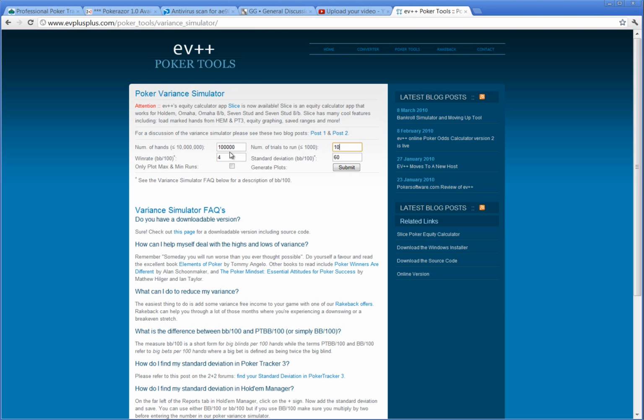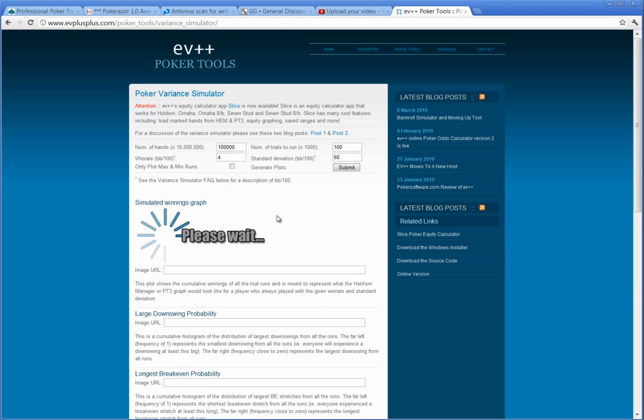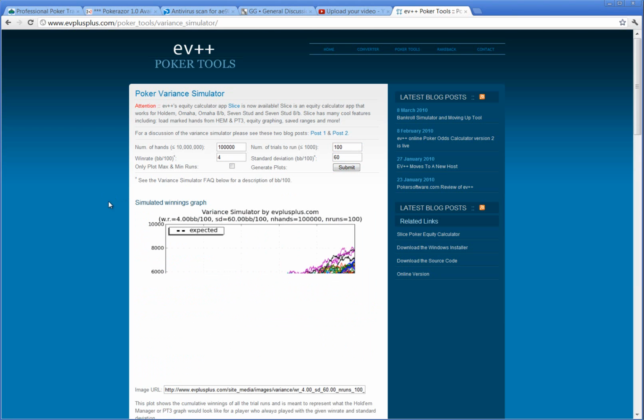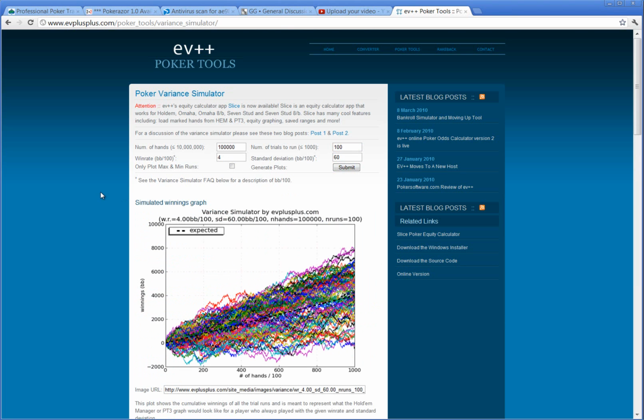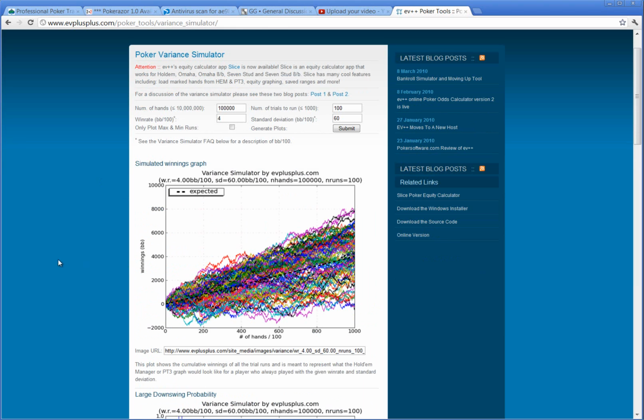And let's look at 100,000 hands, and let's do it 100 times. This is going to show us our expected winnings. And as you can see, with that win rate, and this is not a low win rate, this is a normal win rate for good poker players. And this is not a small sample of hands, this is 100,000 hands, which is, well, last January for me it would have been 10 days, but for many people that's a lifetime of playing poker.